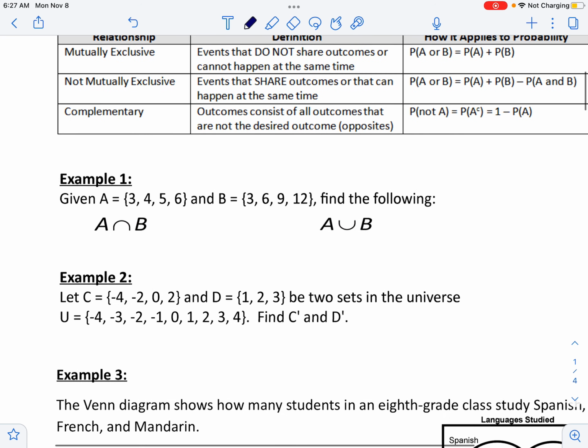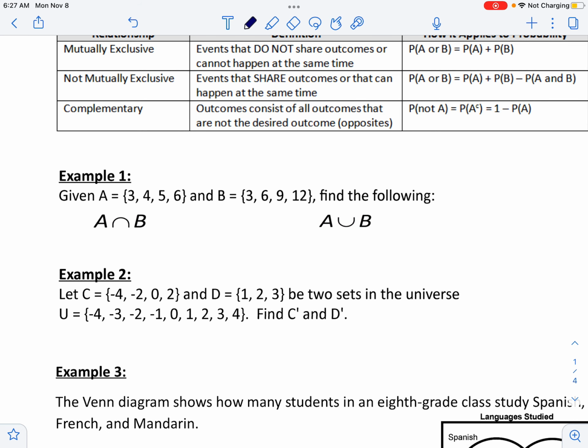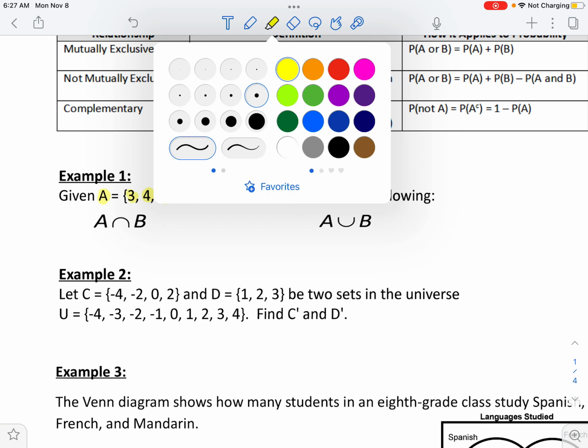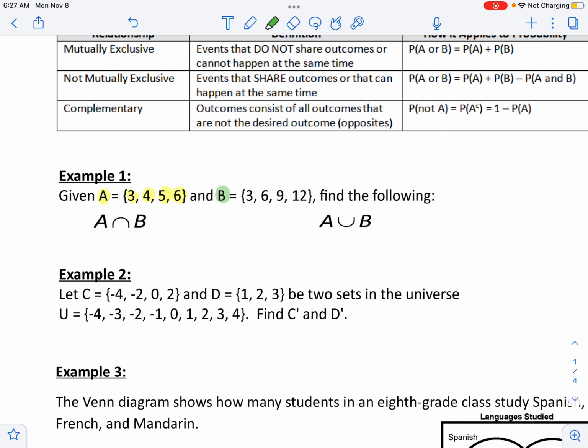Now, we're going to get started with sets. Right now what we have is a set for A. A is the set of numbers 3, 4, 5, and 6. And then you've got set B here, and it's the set of numbers 3, 6, 9, and 12. The first thing I want to find is the intersection. This is anything that's in A and B. Which ones do they have in common? Well, they both have a 3.